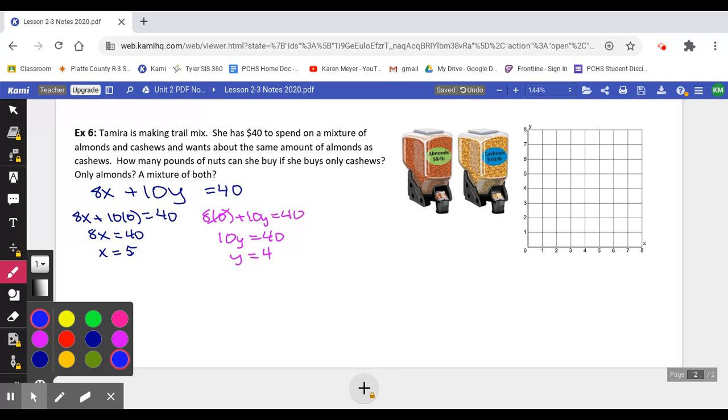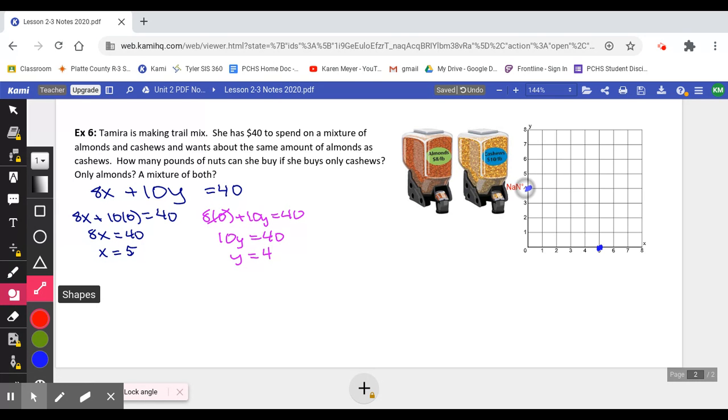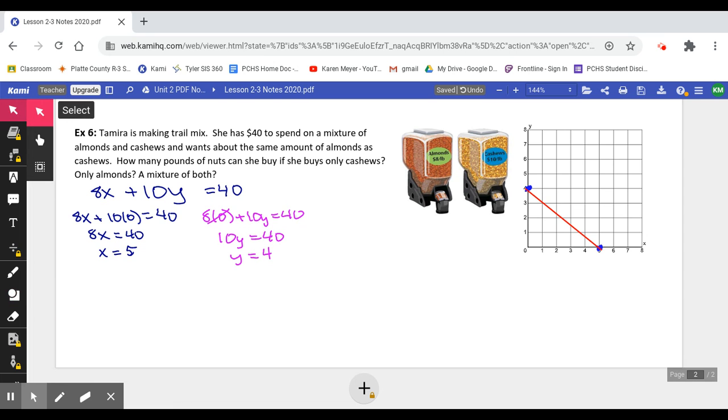So on the x-axis, I'm going to go to 5 and put a dot. On the y-axis, I'm going to go to 4 and put a dot. And then I'm going to draw a line between them. Okay, so now we're going to go answer our questions.